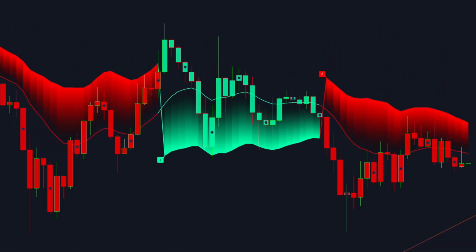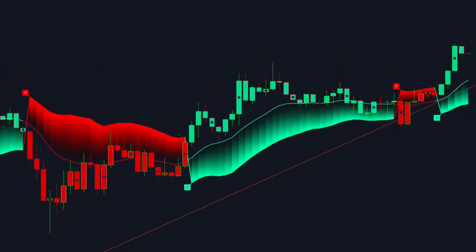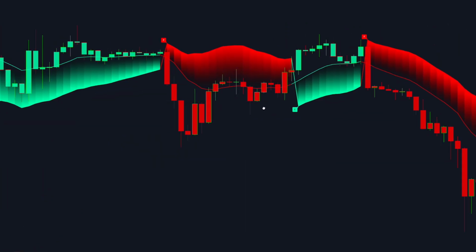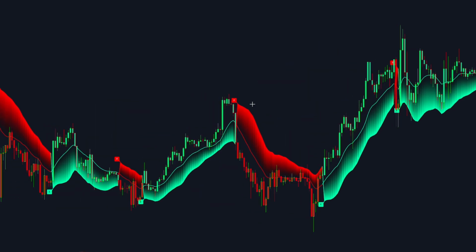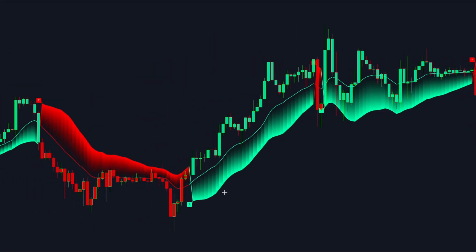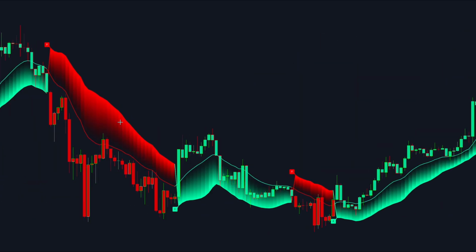Another unique feature is its color-coded gradient background, which helps traders instantly see trend strengths and duration. Bright intense colors equal strong trend with conviction. Fading colors equal weakening trend, possible reversal ahead. This is a game changer because instead of waiting for multiple confirmations, traders can visually gauge trend confidence at a glance.